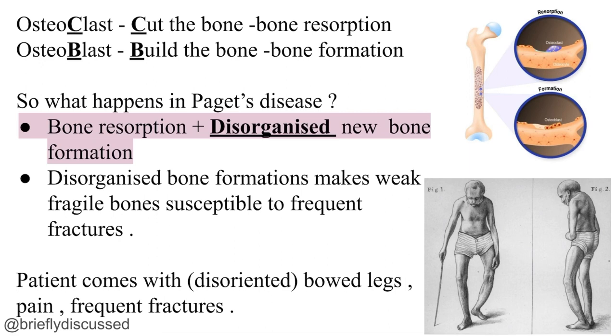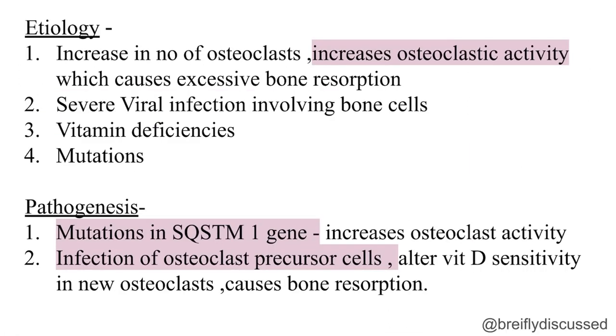new bone is formed. So what happens in Paget's disease? There will be a mixture of both resorption and new bone formation, but the new bone which is formed will be disorganized. So this causes the bone to be weak and fragile and susceptible to fractures. So the patient comes to you with disoriented legs and with a history of frequent fractures.